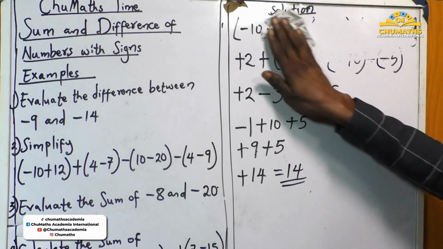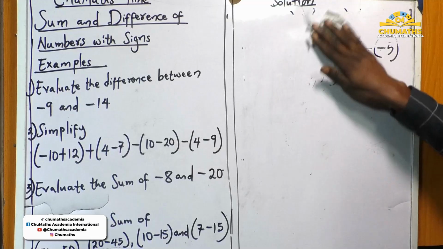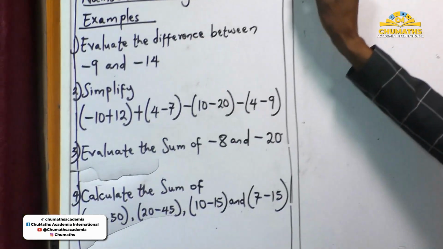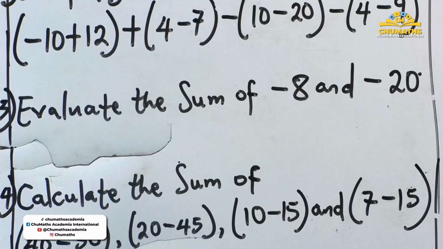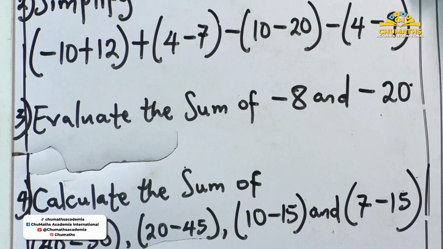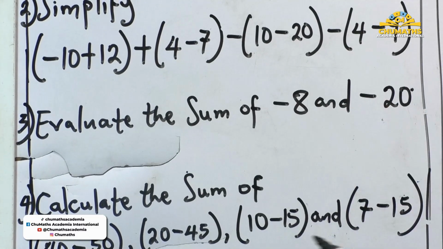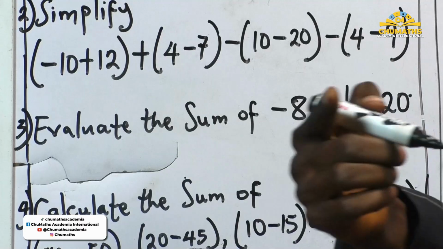Now let's take the next question now. Number 3. Number 3 says, evaluate the sum of this minus 8 and this. Now evaluate the sum. I told you sum is the answer you get after what?